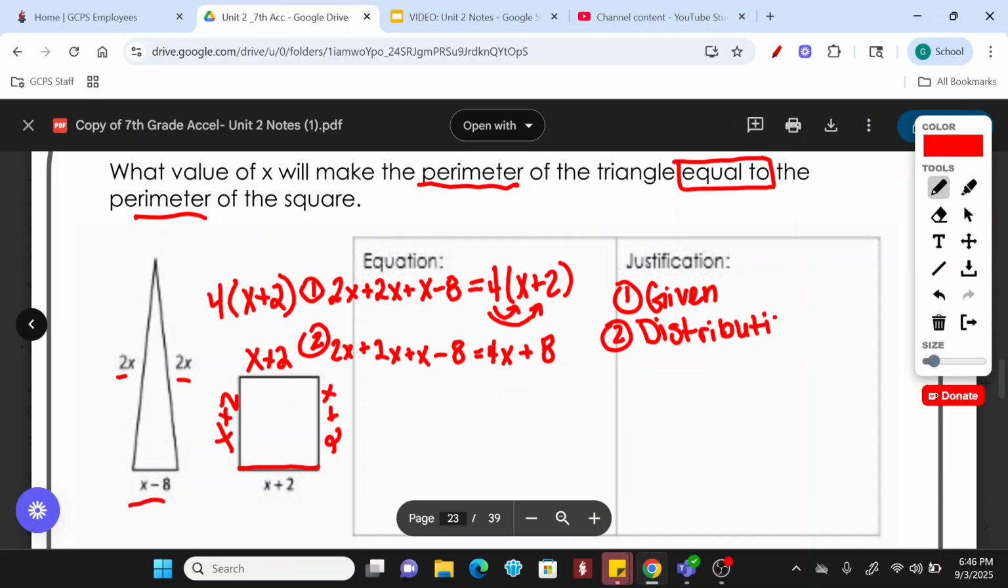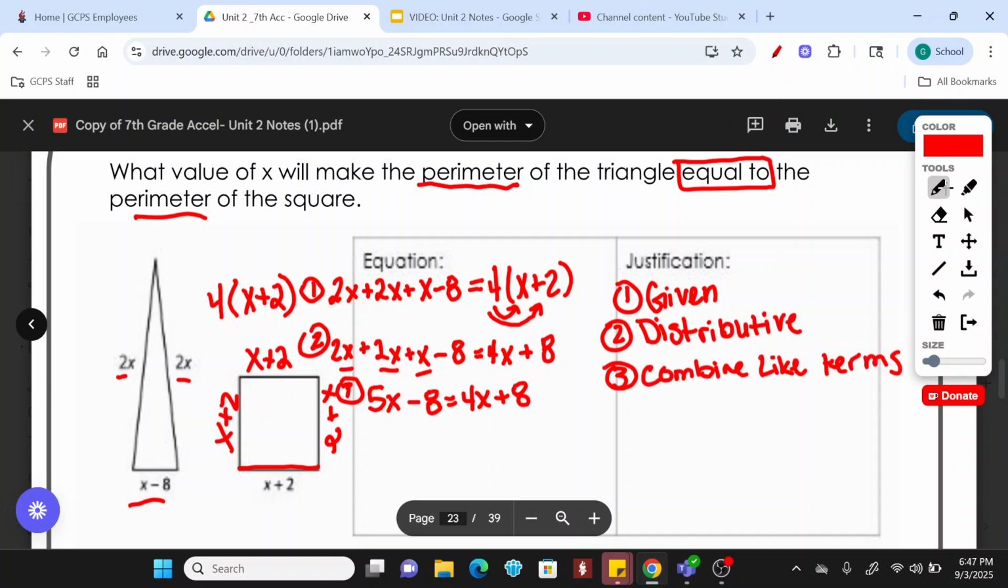Do I have like terms on this side to combine? Yes, I have 2x plus 2x plus x. So what is 2x plus 2x plus 1x? It's 5x. All right, minus 8. Do I have any like terms on this side to combine? No. So let's go ahead and just bring them down. All right. So that means step 3 was combine like terms.